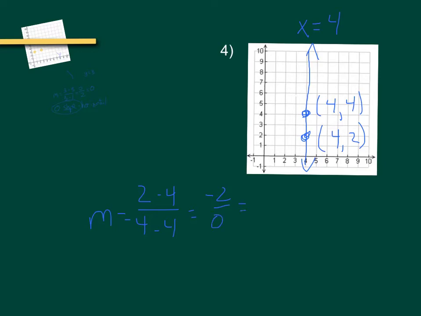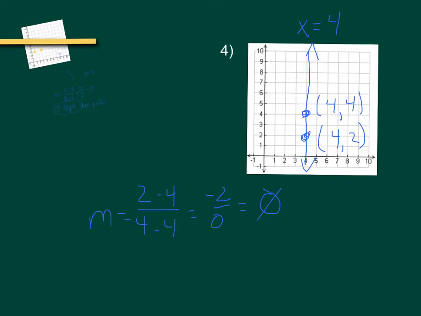And negative 2 over 0, what is that? Well, type in negative 2 divided by 0 into your calculator. Try it. What happens? Your calculator blows up in your hand and it says, what are you trying to do to me? I can't do this. Negative 2 divided by 0 is impossible. It's undefined.